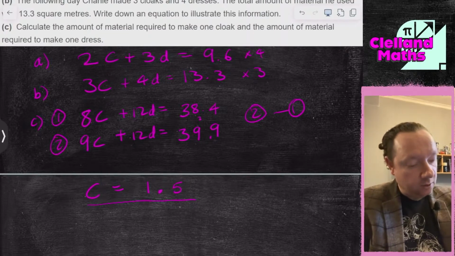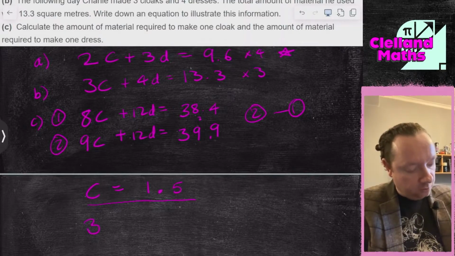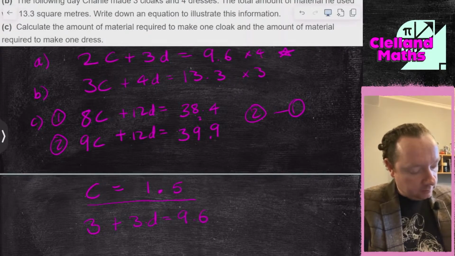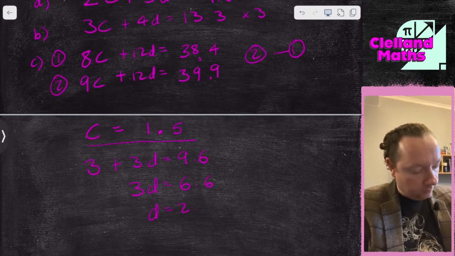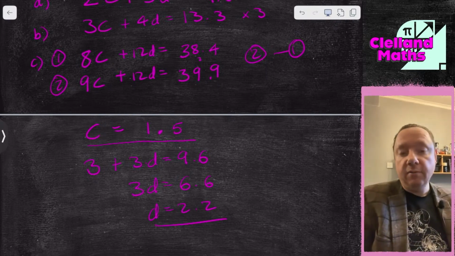So we'll just sub in. So I'll just pick the first equation. 2C, it says, that's 2 1.5s, plus 3D equals 9.6. Taking away 3, 3D is 6.6. So D is 2.2 if we divide by 3. But again, we can't leave it like that.